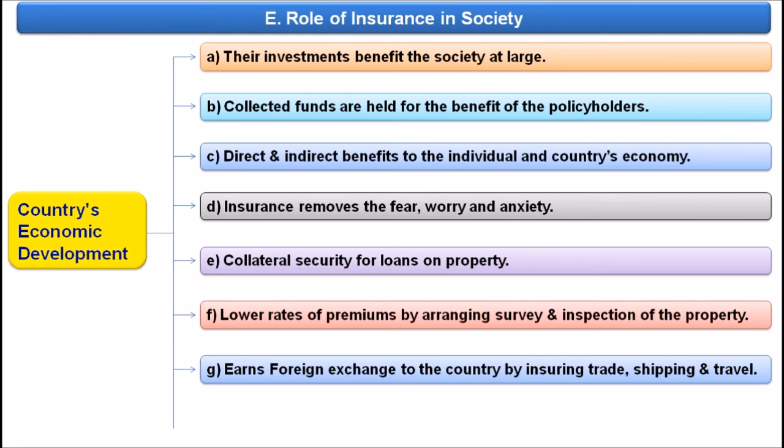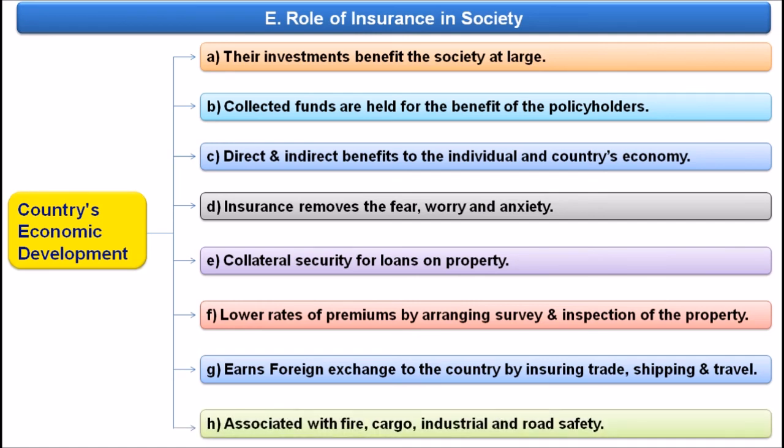Insurance companies are earning foreign exchange for the country by insuring trade, shipping and travel. Dear friends, this is how insurance companies take part in your country's economic development. Insurance is also associated with fire, cargo, industrial and road safety. That means these are all the industries associated with insurance companies.